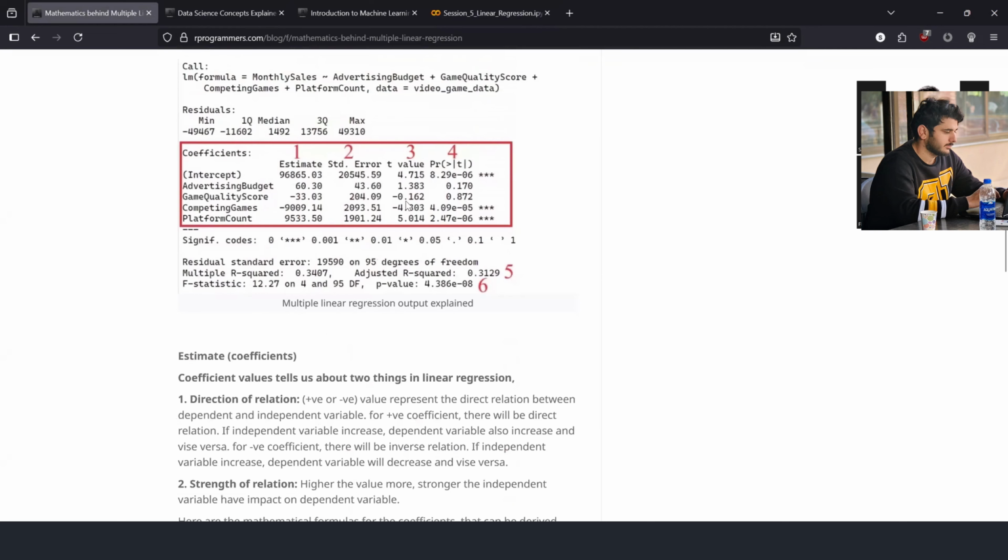Now let's talk about the p-values first. If it's less than 0.05, we say our independent variable is significant. Now, what does that mean? That means the relationship that we're trying to model, like, for example, advertising budget. In this particular example, we're trying to model the relationship of sales with budget and all their different scores. Now, if this particular column is statistically significant, it means that competing games have a relationship with sales, right?